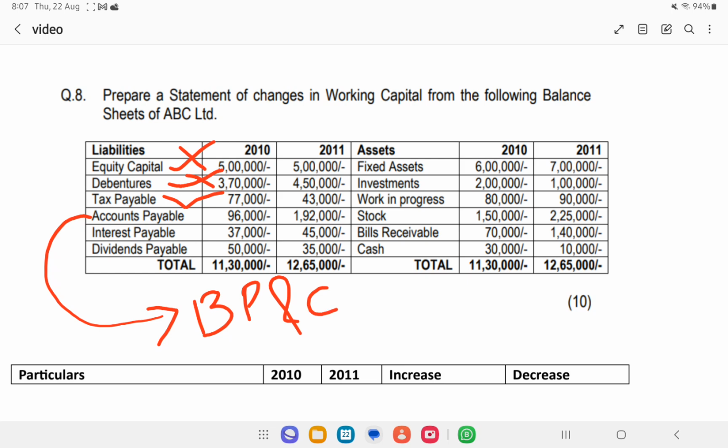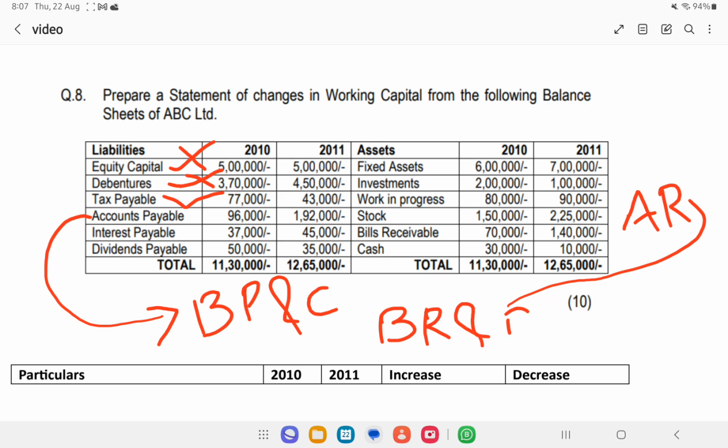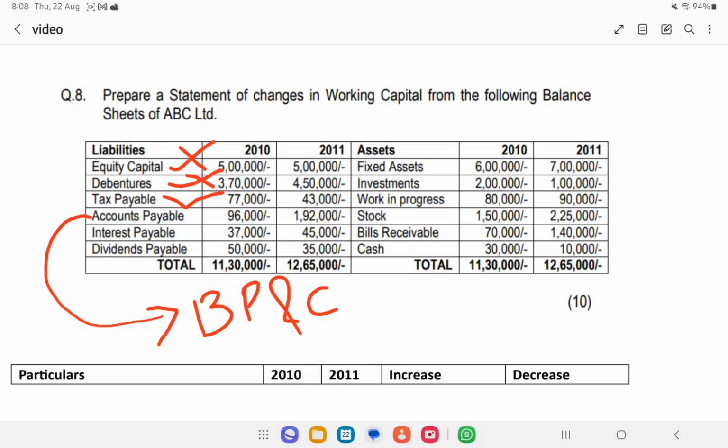Okay, if on the asset side it is written accounts receivable, it means that it is a sum of bills receivable and debtors. So in this question we have just accounts payable. Accounts payable is a sum of bills payable and creditors. Since both of them are liquid and easily converted into cash, accounts payable belongs to the current liability category.